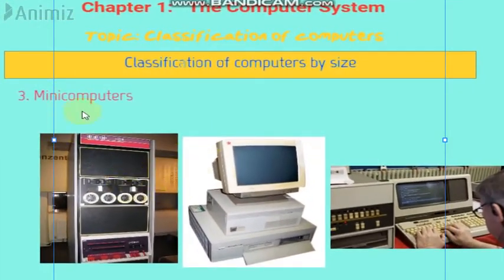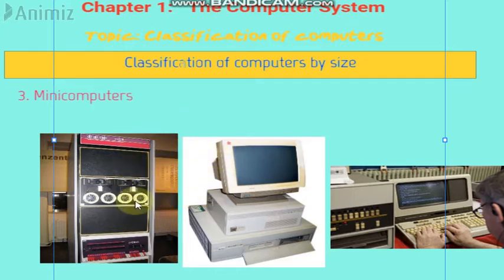So the third type of category is called minicomputers. These computers were made in the 1960s, and they were later replaced by microcomputers and mainframe computers. The company IBM develops computers, so they also developed these minicomputers. And minicomputers are larger than microcomputers, typically being the size of a refrigerator.